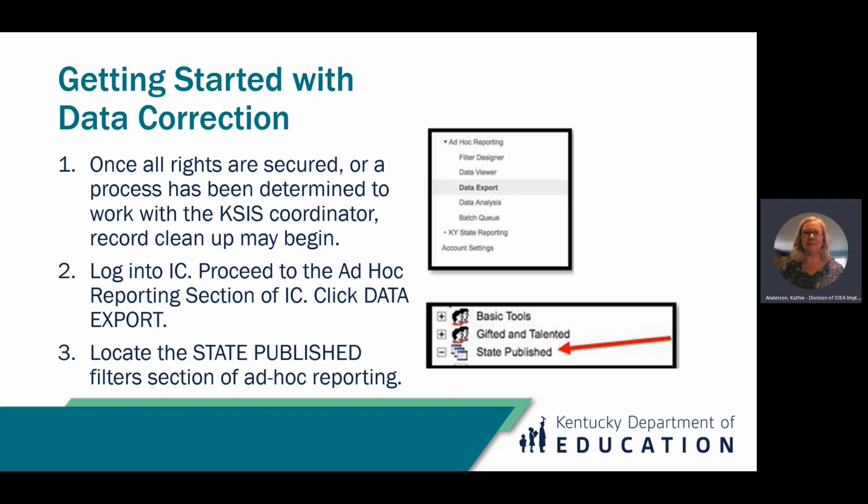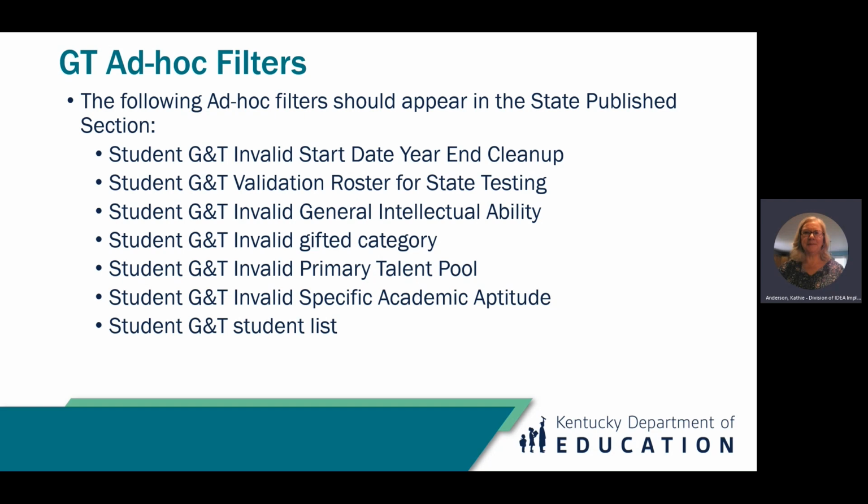So you'll notice here on the bottom screenshot that there is the word State Published. If you click the plus sign beside state published, you will see different ad hocs that have been pushed down to districts in order to help them with cleanup. These are the state ad hoc filters that you should see under the state published section. I won't read all of those to you. You can see those yourself. If you've got any that are missing, please check with your district KySIS contact to ensure all rights are in place.